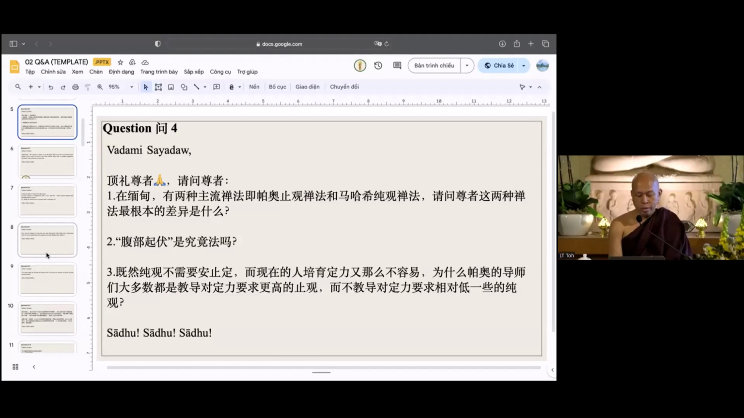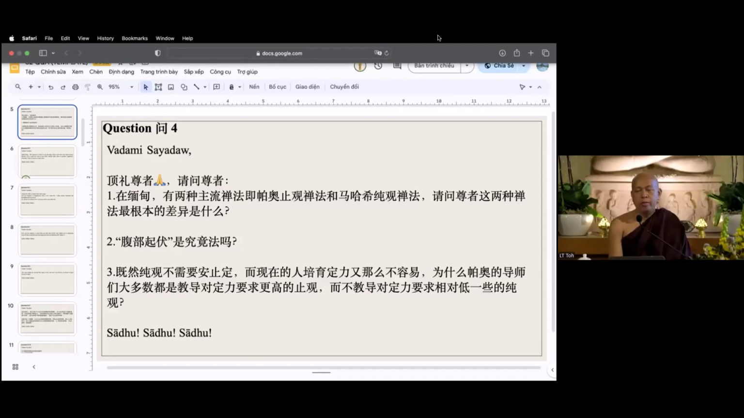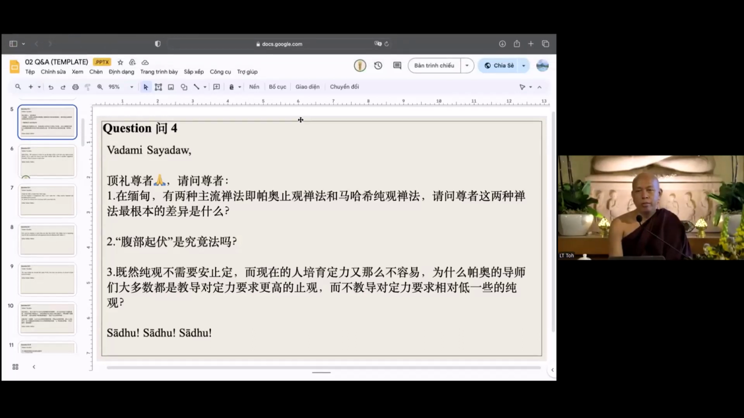In Myanmar, there are two main streams of meditation practice methods. One is the Pa-Auk Samatha-Vipassanā method. The other is the Vipassana insight meditation method. So what are the main differences between these two meditation methods? Second question, the arising and falling of the abdomen, is that Paramattha Dhamma?